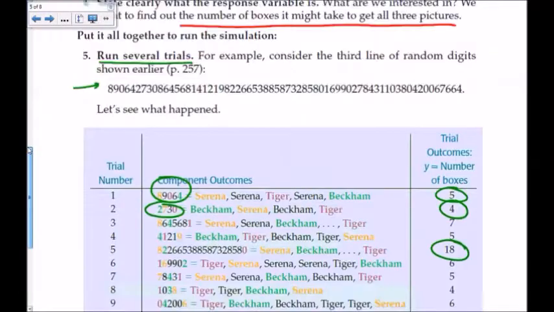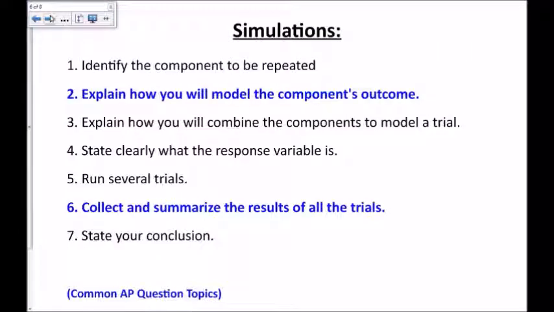Okay, that is a simulation. Here are the 7 components one more time. You identify the component that will be repeated. You then explain how you will model the component's outcome, how you will assign digits. That's a really important one because it's a common AP question. Number 3, explain how you will combine the components to model a trial. Number 4, state clearly what the response variable is.